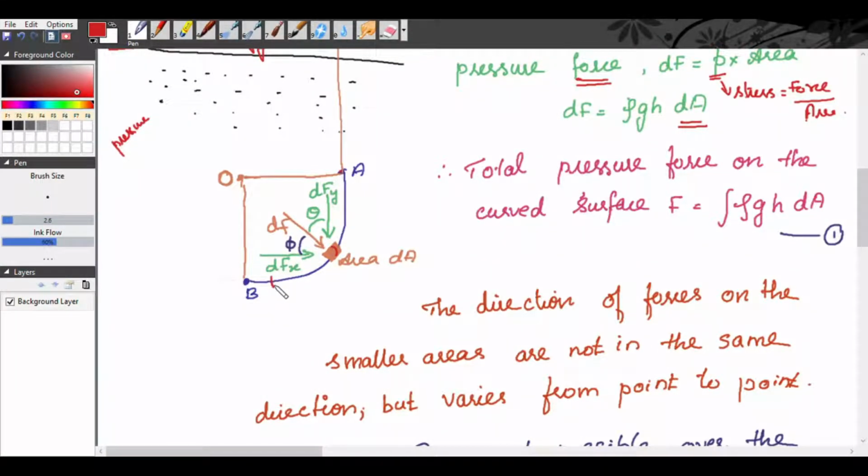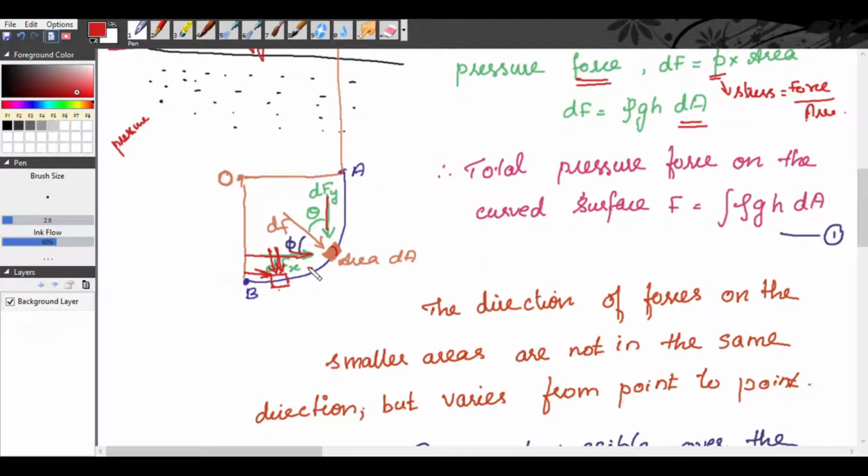Now you can see that once we have resolved dF into two components, dFx and dFy, if you take a smaller area here, your force will act normal to it. You can resolve it into two components, a horizontal component and a vertical component. The direction of the horizontal component and the direction of the vertical component remain the same.